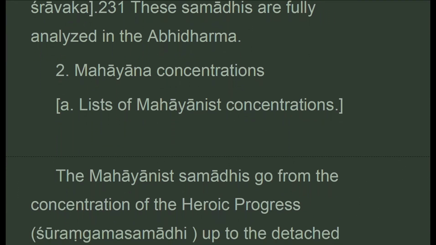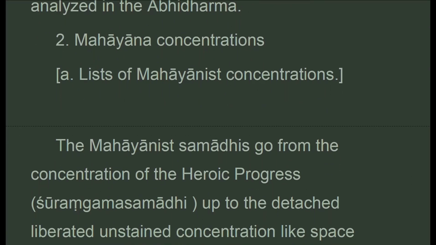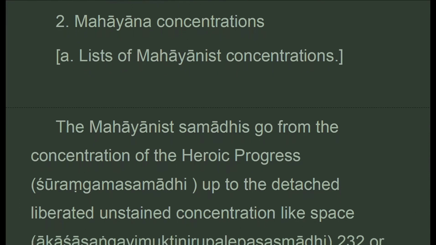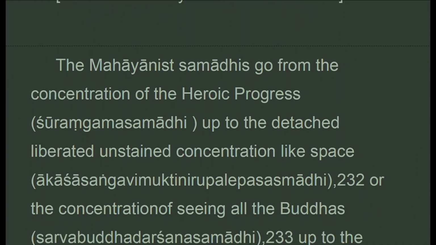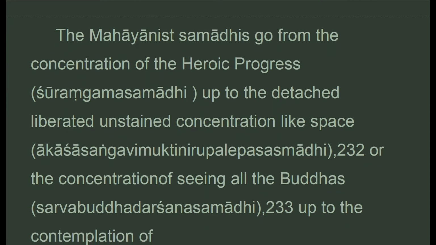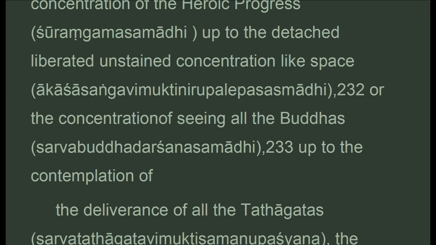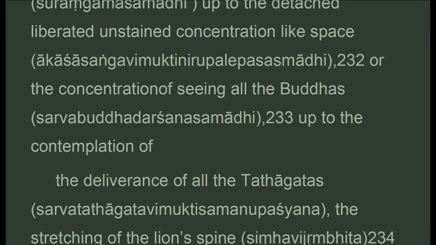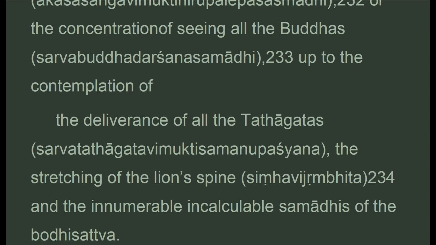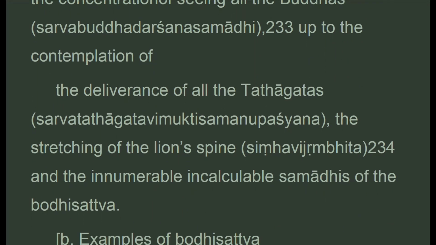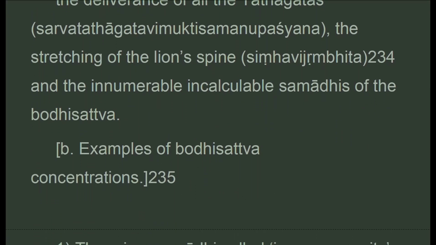2. Mahayana concentrations. A. Lists of Mahayanist concentrations. The Mahayanist samadhis go from the concentration of the heroic progress up to the detached, liberated, unstained concentration like space, or the concentration of seeing all the Buddhas, up to the contemplation of the deliverance of all the tathagatas, the stretching of the lion's spine, and the innumerable incalculable samadhis of the bodhisattva. B. Examples of bodhisattva concentrations.